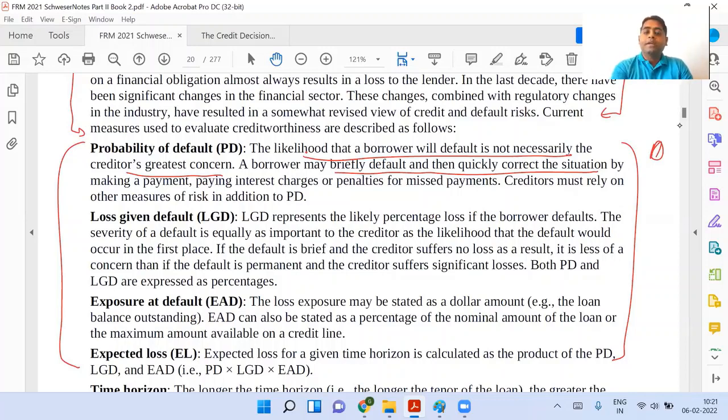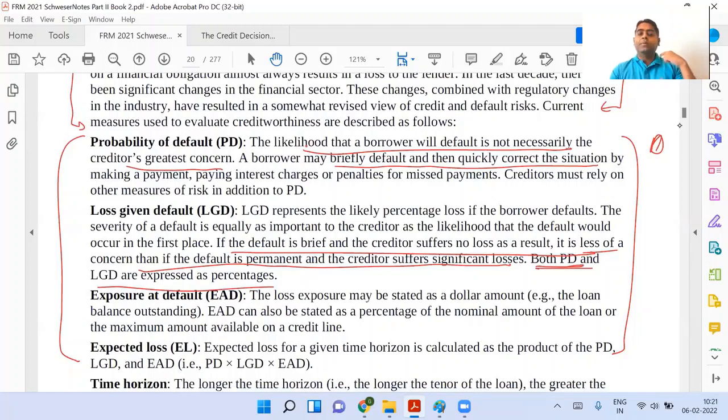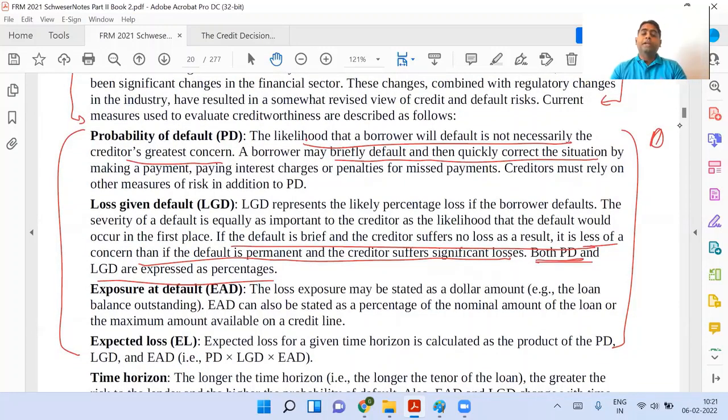If the default is brief, the customer suffers no loss because you will come back. But if the default is permanent, which is nothing but bankruptcy, then there is going to be some loss because the recovery will not be 100%. Both LGD and PD, and this is an important part, are expressed in terms of percentage. We have seen this in level one. The same concept is going to come into the third chapter. So both PD and LGD are expressed as a percentage.